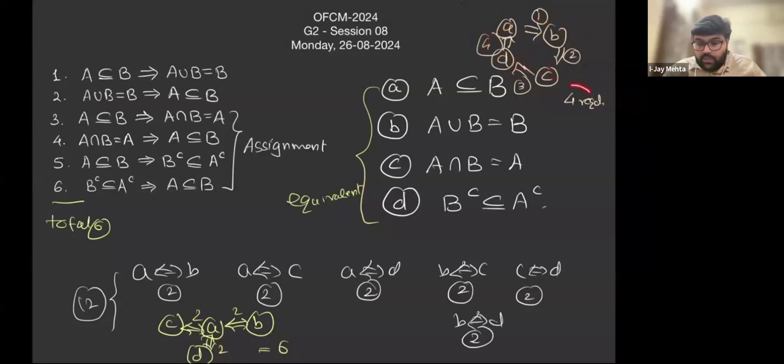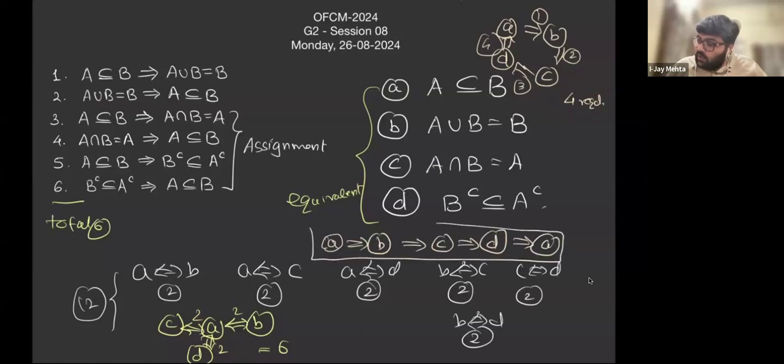So are all these four equivalent? Are these four sufficient, if we prove only these four statements? What are these four statements? I am writing here again. A implies B, B implies C, C implies D, and D implies A. If we prove this, how many of you understand that we have proved that all these four are equivalent?